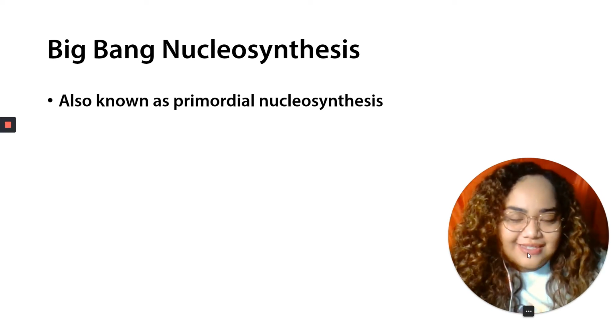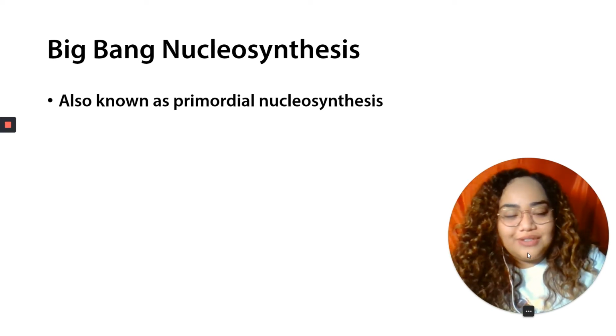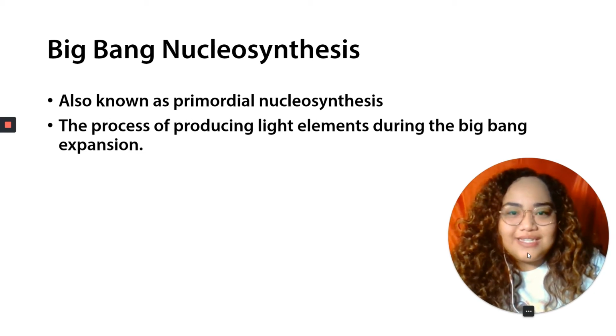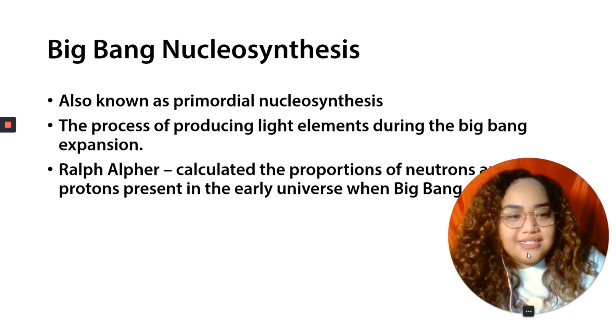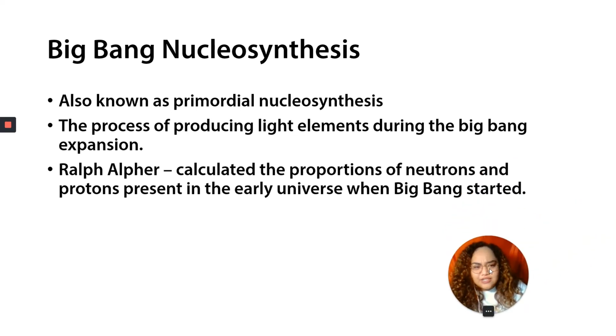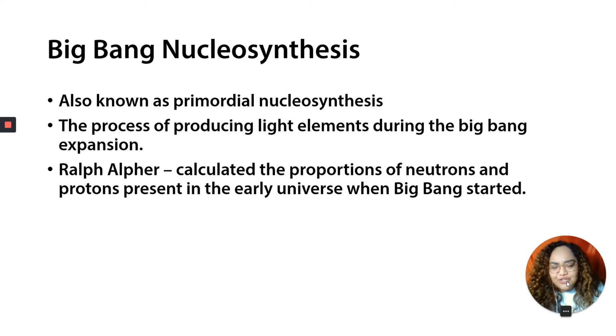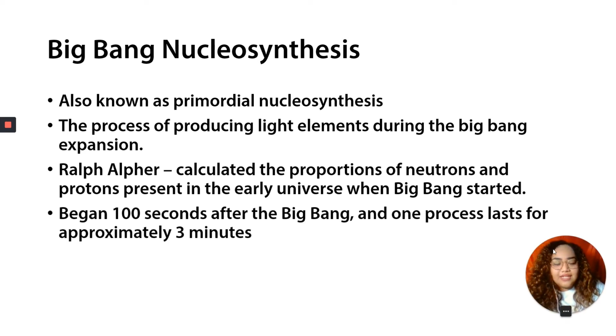The Big Bang nucleosynthesis is also known as the primordial nucleosynthesis. It is a process of producing light elements during the Big Bang expansion. And it was not really developed, but the calculation of the proportions of neutrons and protons was actually presented or developed by Ralph Alpher. And this process actually began 100 seconds after the Big Bang, and one process approximately lasts for about 3 minutes.